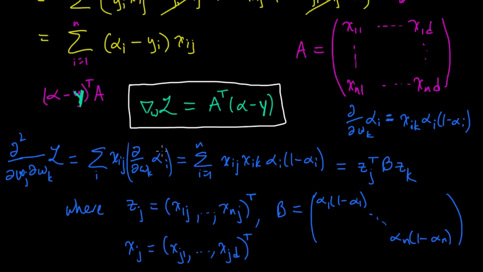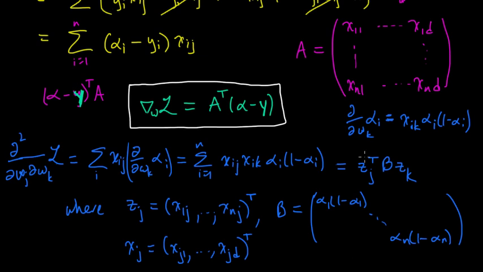So we got this expression here for these second derivatives, and it was this nice thing, z_j transpose B z_k. And this is actually the jkth entry of the Hessian matrix. That's the definition of the Hessian matrix of this function. So the jkth entry is just this.